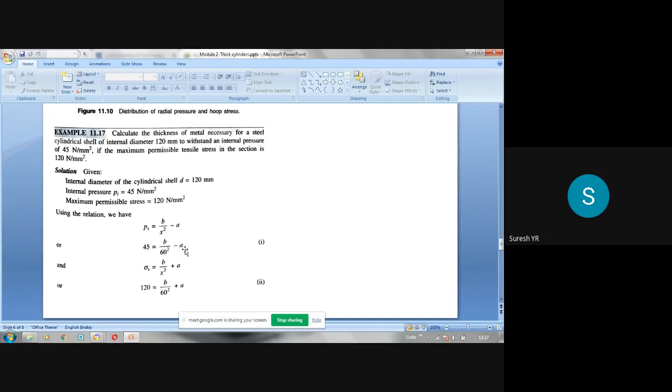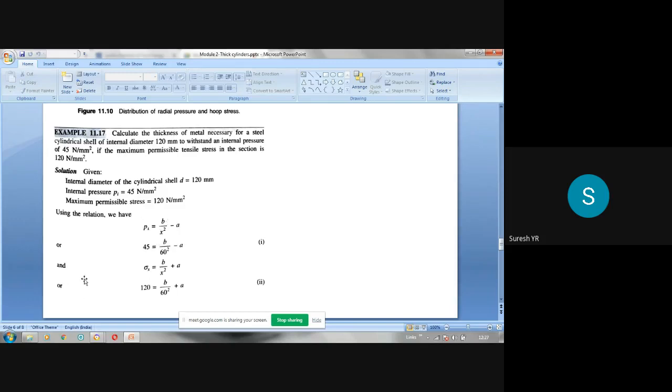And the second condition, you cannot use the external pressure. PO is not known here, and you don't know RO also. RO is also not known because thickness is unknown here. Your Ri plus T is RO. So we cannot use the same equation for the second boundary condition.